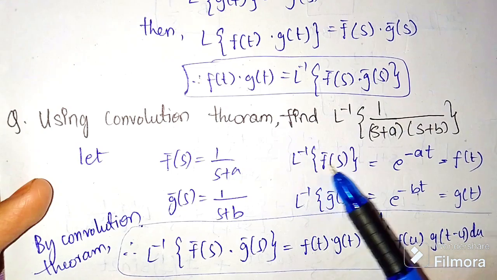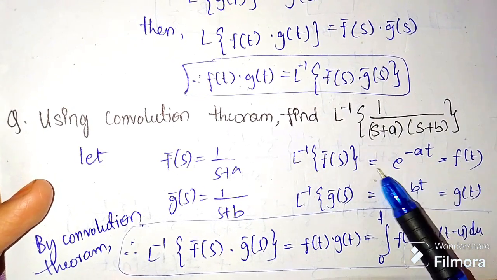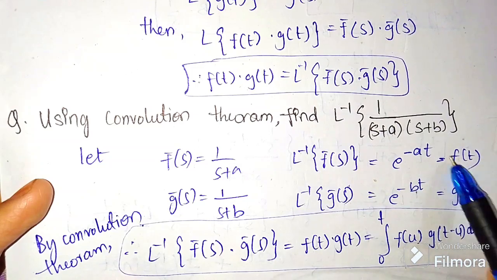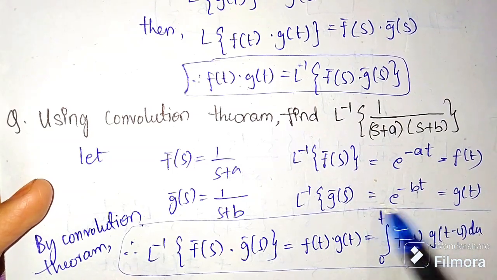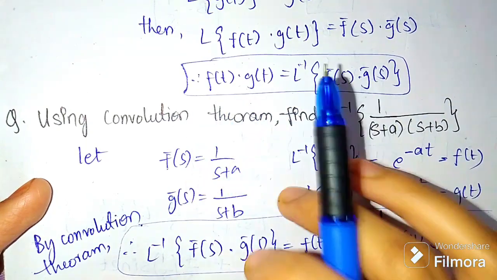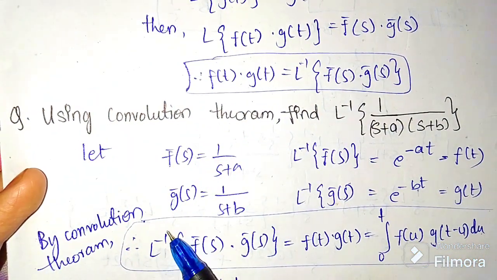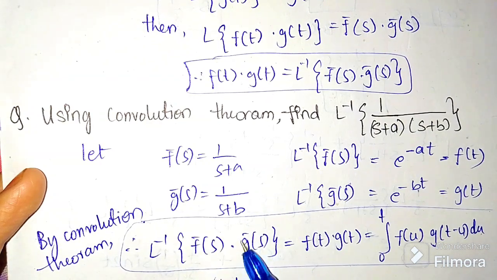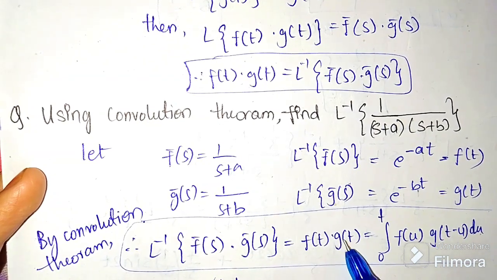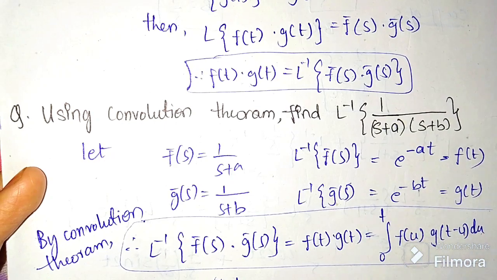So Laplace inverse of f bar of s is e power minus at. Now this got converted to t, so I will write this as f of t. And this is my other function, so I took it as g of t. These two statements we'll write first. Next, by convolution theorem, Laplace inverse of f bar of s into g bar of s is f of t into g of t, which is integral 0 to t f of u into g of t minus u du.